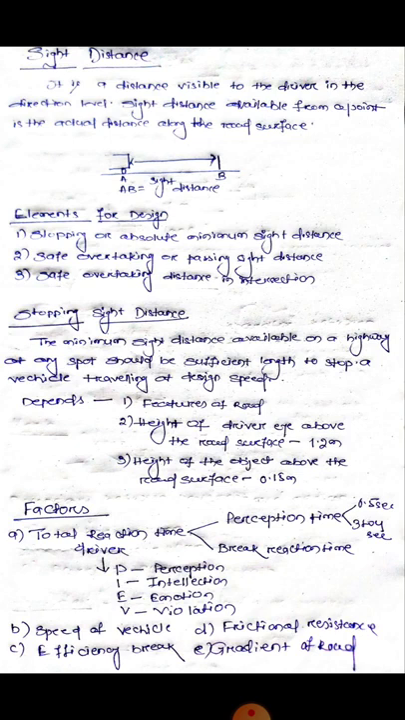We studied in stopping sight distance the minimum distance needed for the driver to stop the vehicle. Then the elements of sight distance are the stopping or absolute minimum sight distance, safe overtaking or passing sight distance, and safe overtaking distance at intersection.